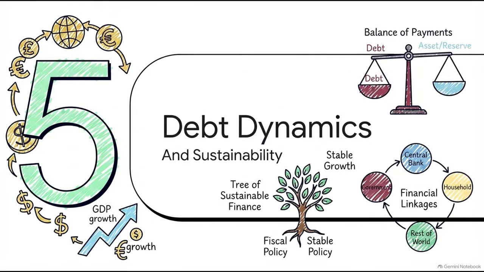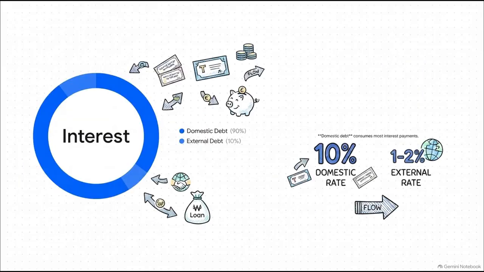Section 5, Debt Dynamics and Sustainability. Now, the breakdown of national debt interest might seriously surprise you. When we hear national debt, we usually picture massive foreign loans. But look at the interest payments. Domestic borrowing options like national savings certificates and treasury bonds often have much higher interest rates, sometimes around 10%, compared to foreign loans from institutions like the World Bank, which might only charge 1 or 2%. Because of this massive rate difference, a staggering 90% of a government's total interest payments can actually end up going strictly to domestic debt, with just 10% going to foreign lenders.